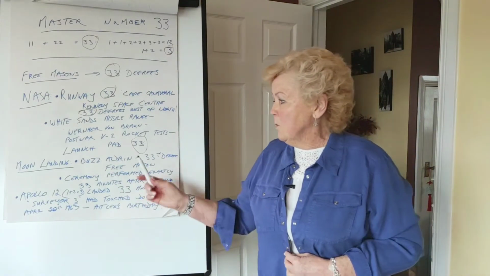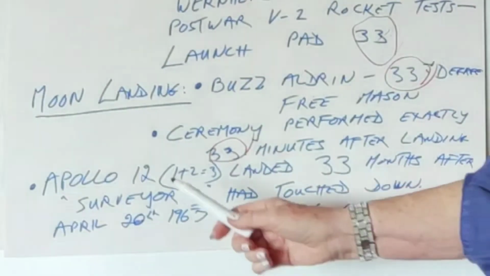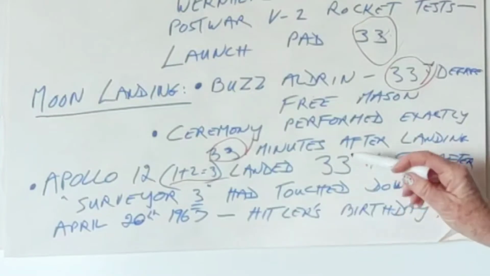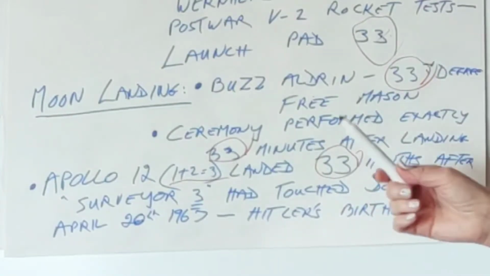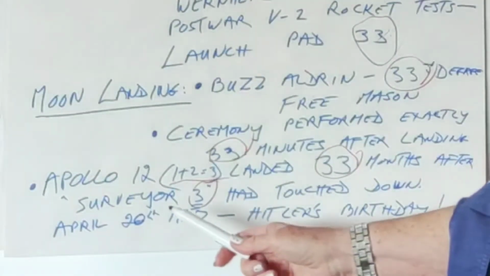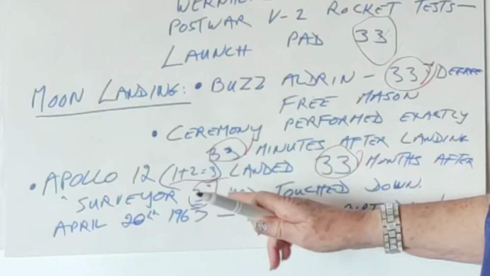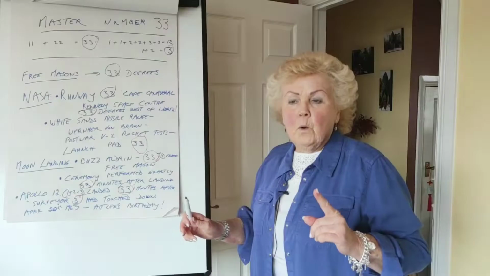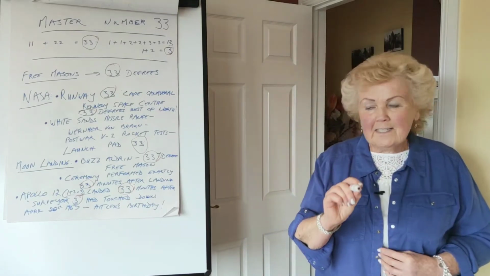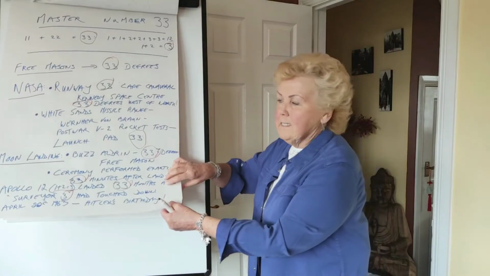Moon landing, Buzz Aldrin, 33rd degree Freemason. The ceremony performed exactly 33 minutes after they landed. And Apollo 12, 1 plus 2 equals 3, landed 33 months after Surveyor 3 had touched down. And when did it touch down? April 20th, 1967. Date, Hitler's birthday, 20th of April is his birthday. Why that date? Because these were Nazi scientists who put the Americans on the moon. It's the Nazi scientists.